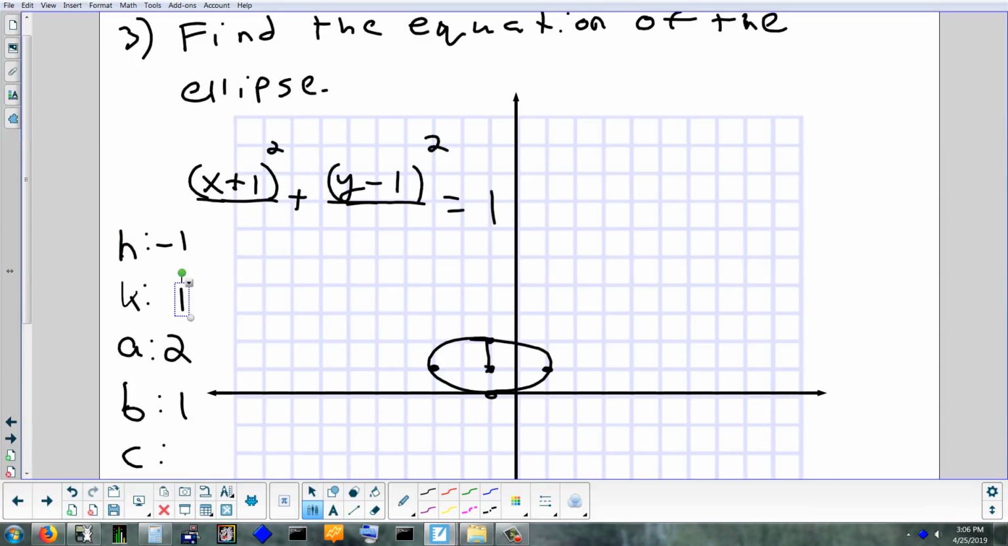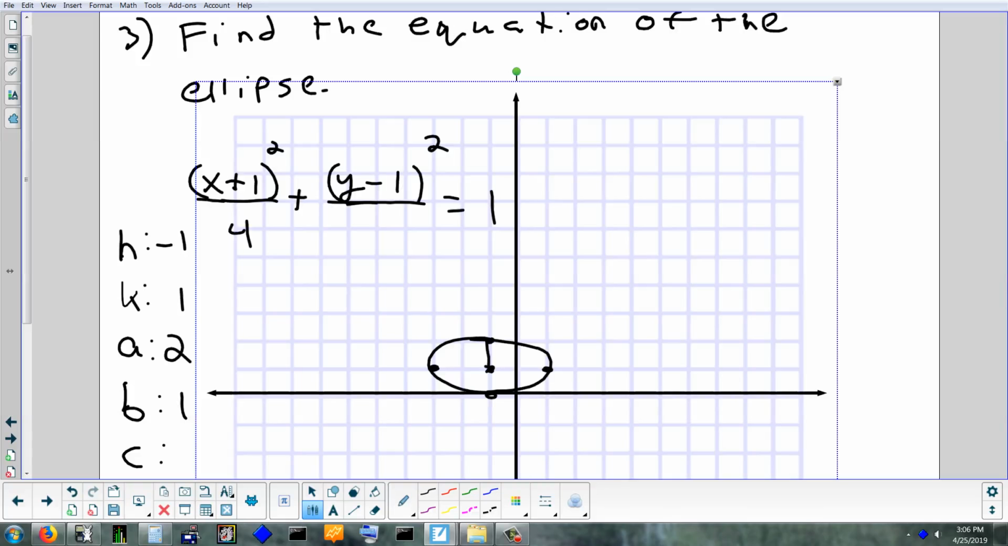Now, we have to decide where to put a and b. Which way does your major axis go here? Horizontal. Put 2 under the x, or 4? 4. So a squared is going to go there, and then 1 under there, and 1 is going to go here. And there is the equation for your ellipse. Any question on that? Okay.